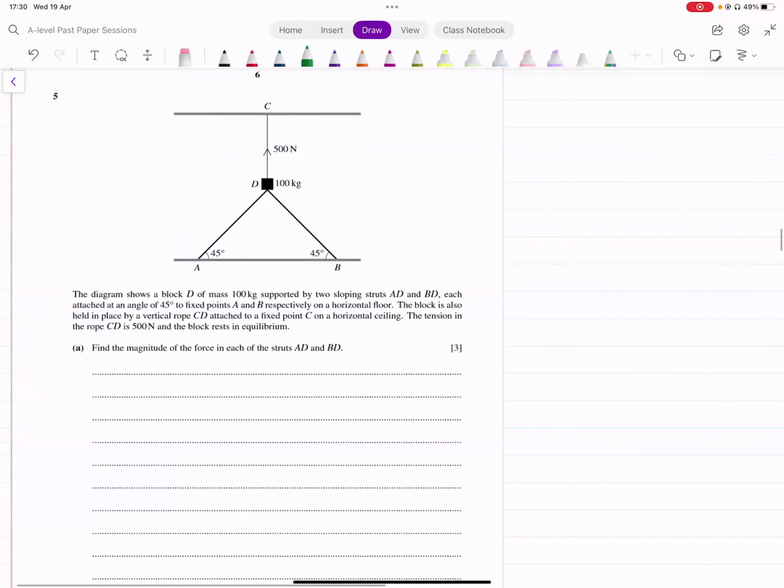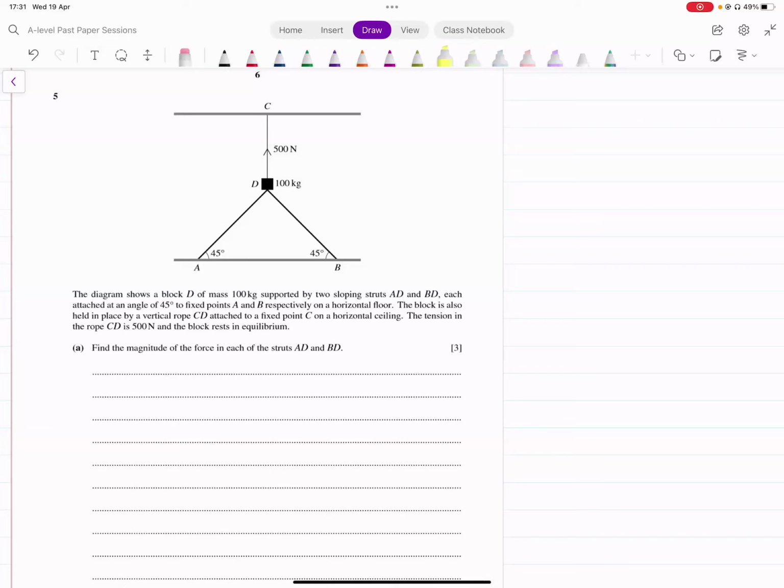All right, so it says the diagram shows a block D of mass 100 kilograms, and it's supported by two sloping struts, AD and BD, each attached at an angle of 45 degrees to fixed points A and B. Okay, here an important piece of information has come: 100 kg. You can see it on the diagram too. The 45 degree angles are also visible.